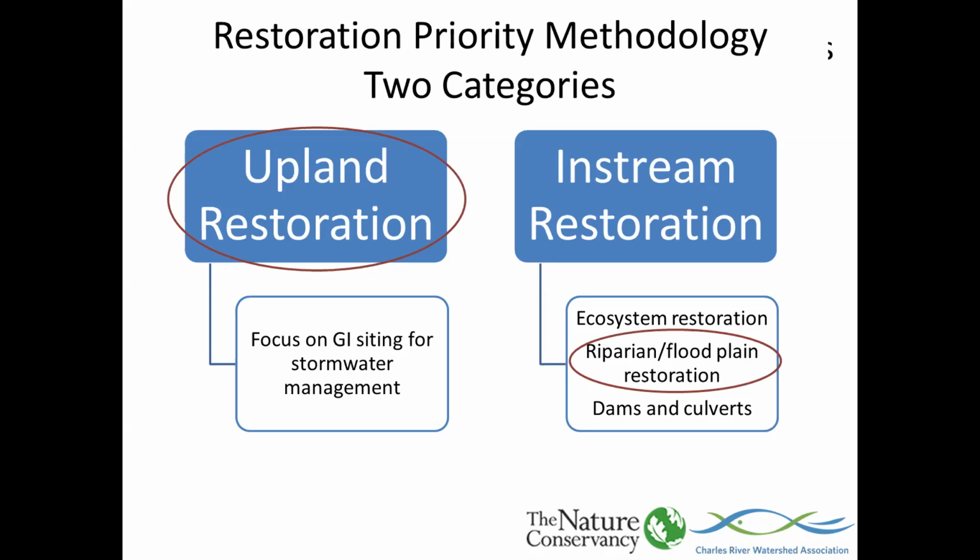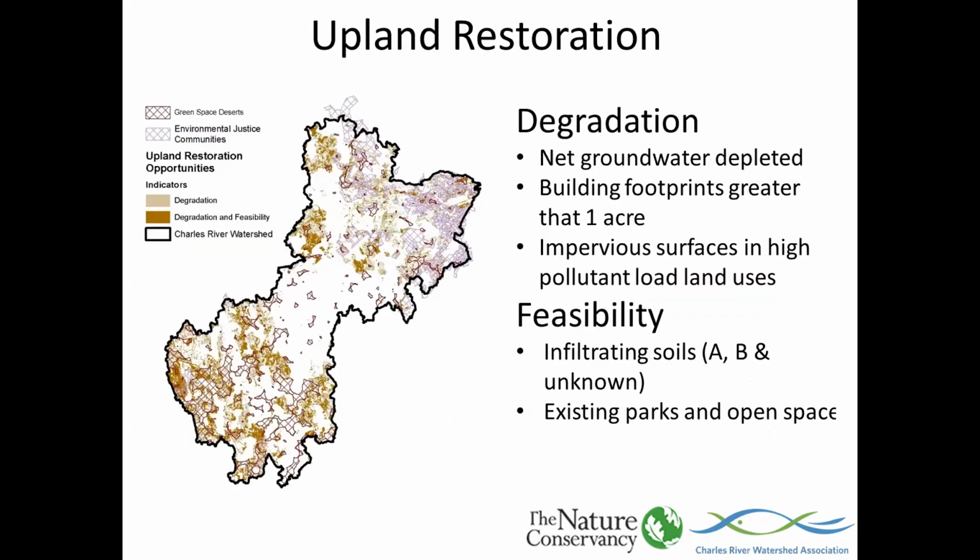But know that there are two other, dams and culverts and ecosystem restoration, and I'll show you how to get information on those if that's what you're interested in. So the upland restoration looks broadly at two things. Is there a degradation factor, and is it feasible to do some sort of restoration intervention? And so I've just listed the data sets that went into the degradation factors and went into the feasibility factors. And then the online tool can basically help you find where those overlap.